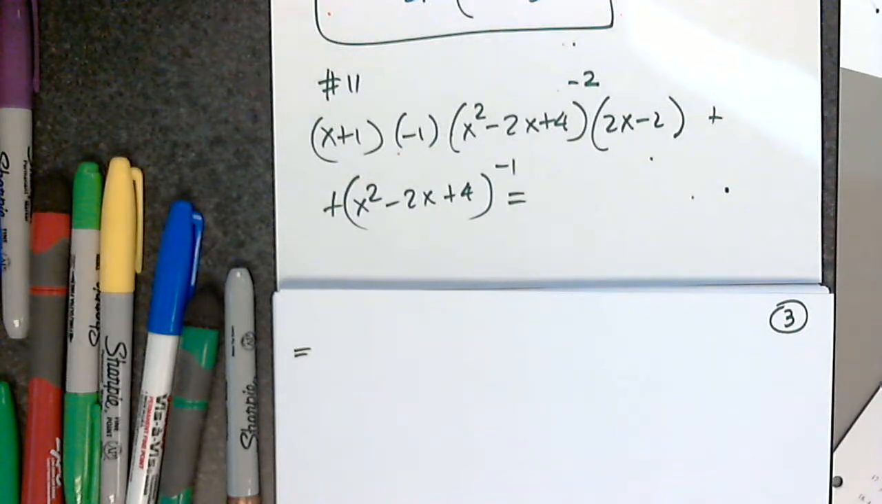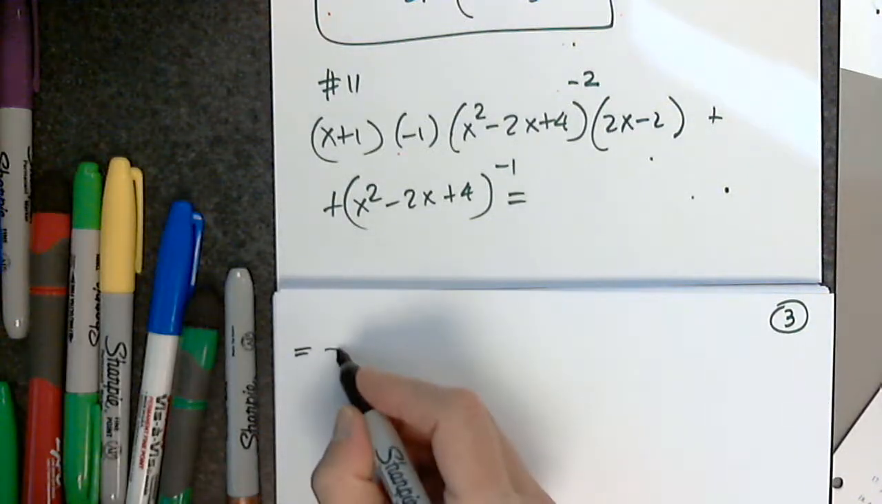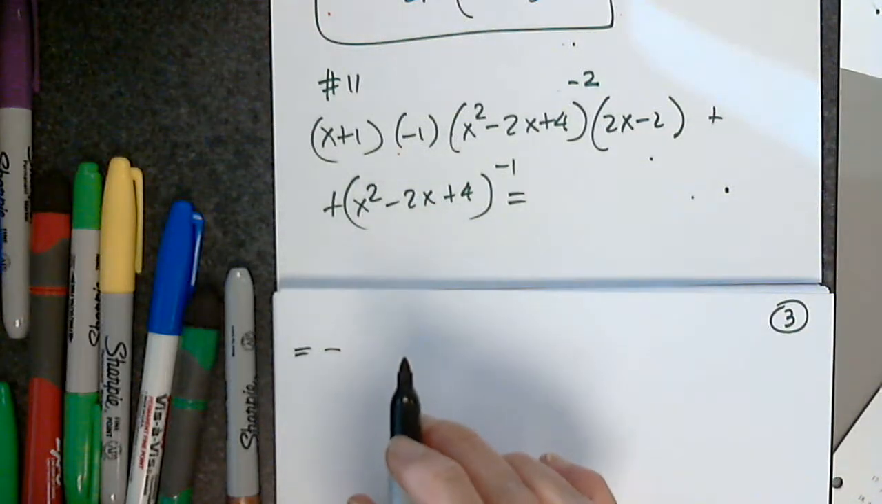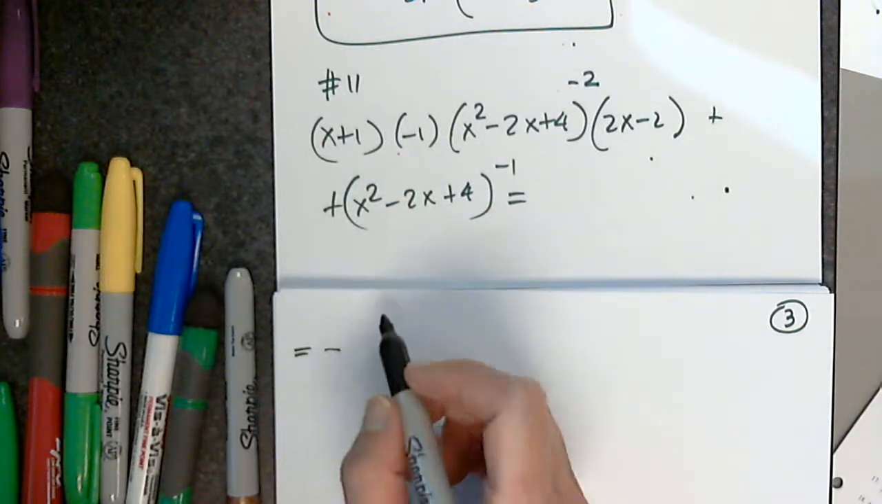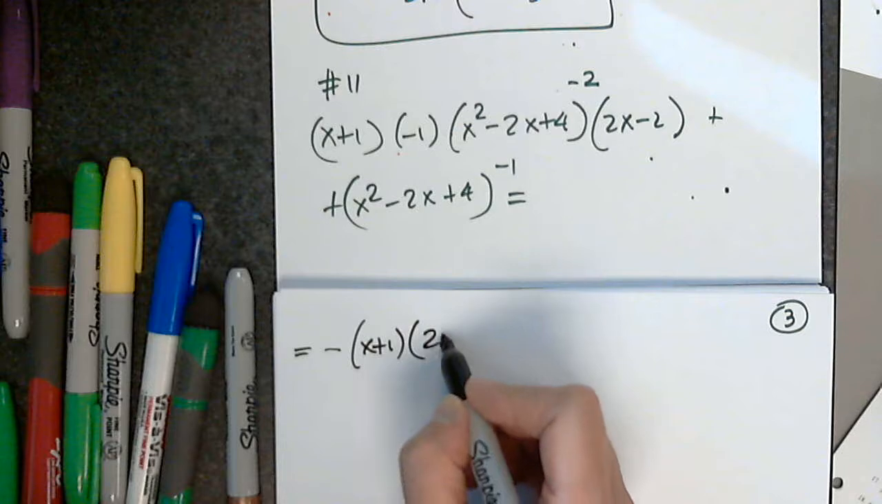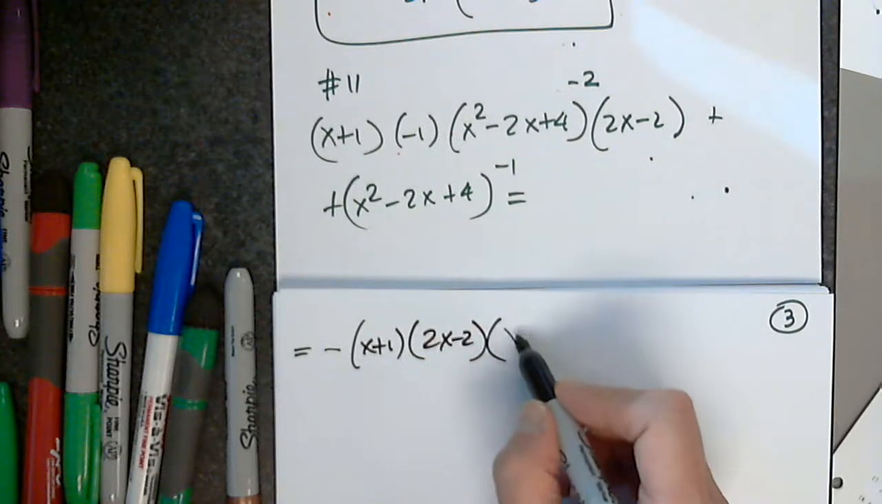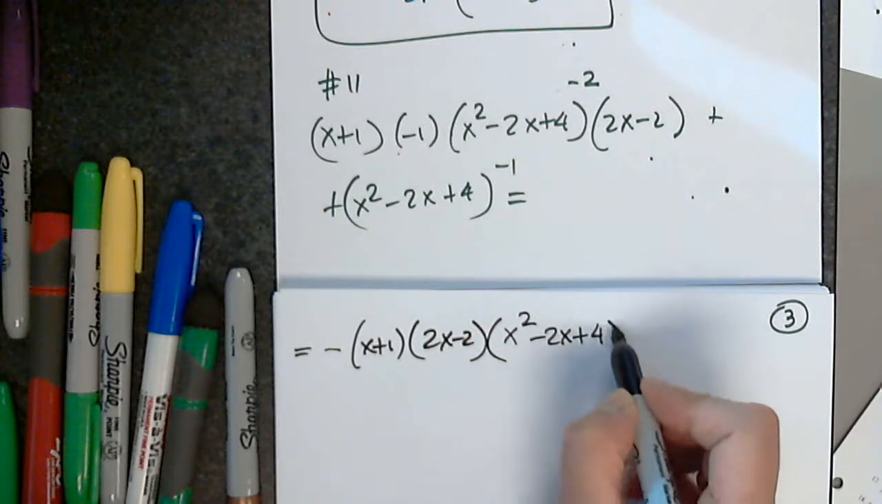Good. So, Parker, go ahead. You would get negative x minus 1. Yes, but I will not distribute it. You just put a negative exponent, I will rearrange it. Okay. And x plus 1, 2x minus 2 if you want, x squared minus 2x plus 4 to negative 2.